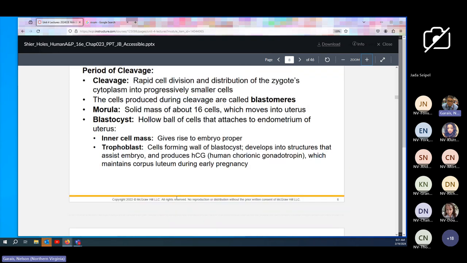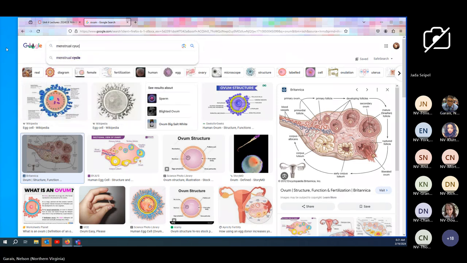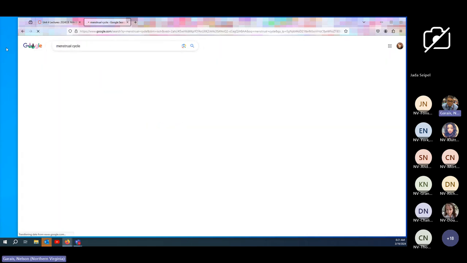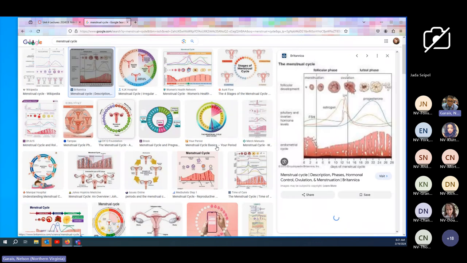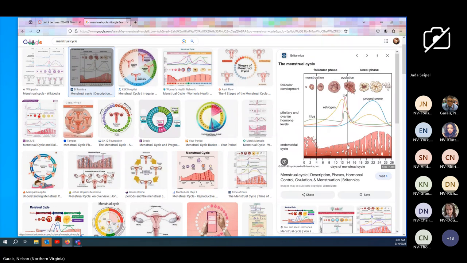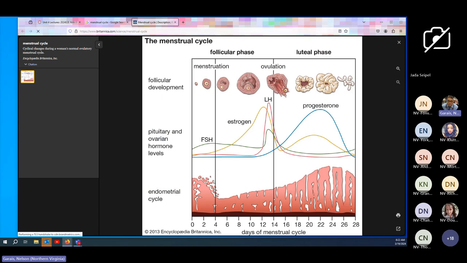Let's see what else we got. Now, HCG maintains the corpus luteum. Now, what does that mean? If you recall, when we looked at this thing, remember our menstrual cycle diagram and a nice little review? It would look like something like this. So if we're looking at this, right?